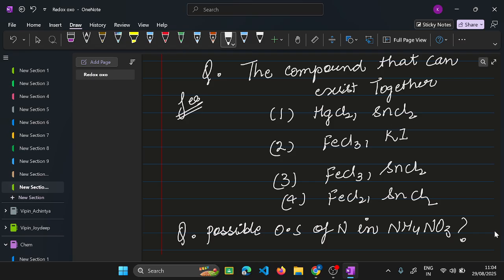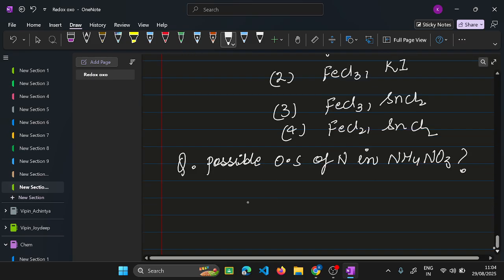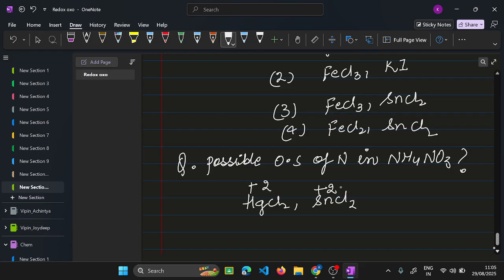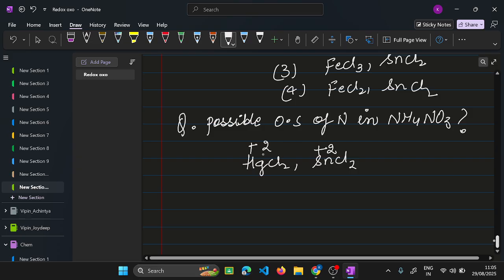So how do we find whether they will react or not? Let's explain with an example. First we will consider AgCl2 and SnCl2. Both are in +2, right? Now Ag has the tendency to get reduced to +1, or Sn has the tendency to get oxidized to +4.